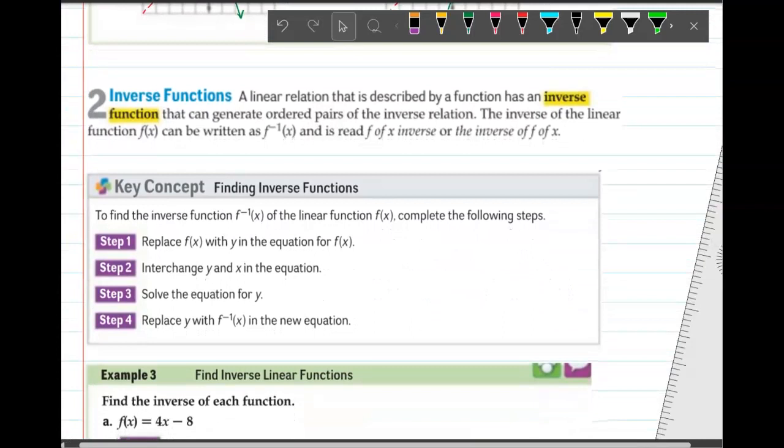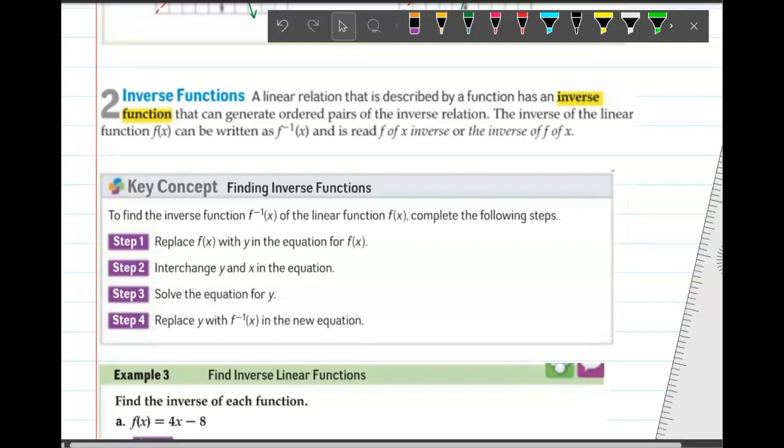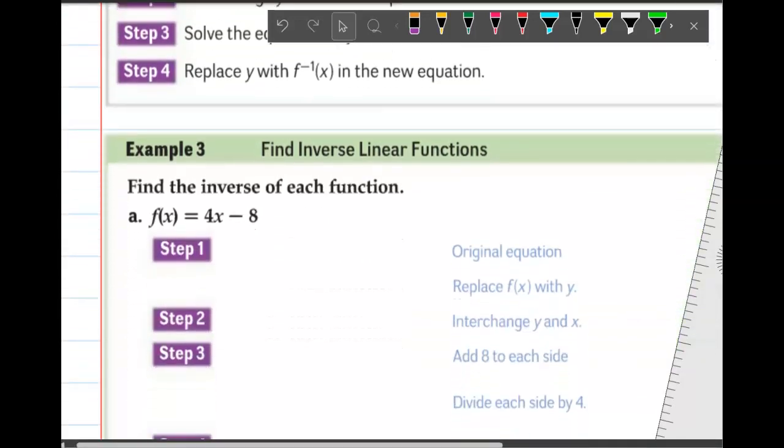Often we're just going to have an equation, not a graph, not ordered pairs, and we're still going to want to find the inverse. Well, by following these simple 4 steps, we can do just that. But rather than talk you through each of these steps, I'd rather just show you an example of them.